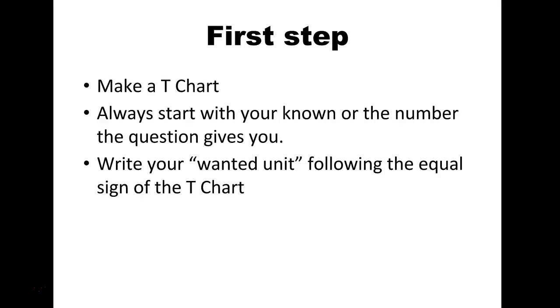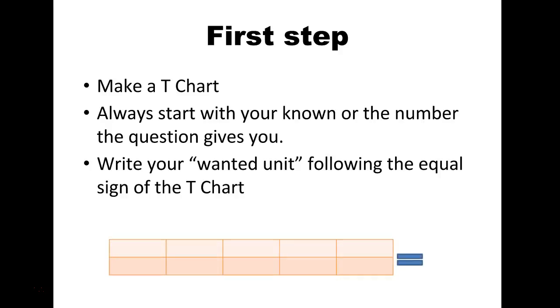Okay, so the first step is you want to make a T-chart. So here's your T-chart. Now we're not going to use it as so much like a box, but just based on how PowerPoint works, it'll look like a box, but we'll show the example that I write out later of what the T-chart will look like. You always want to start with your known, the number the question gives you, in the top left. So they said you're starting out with 1 times 10 to the 6 seconds.